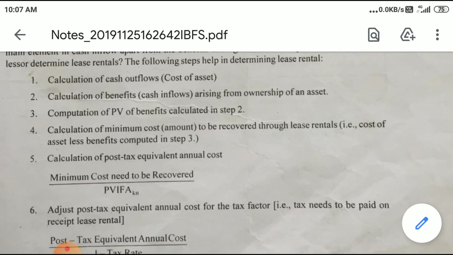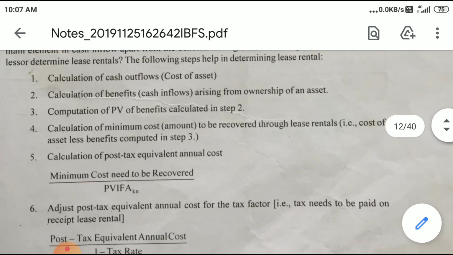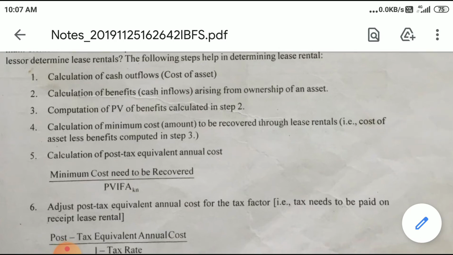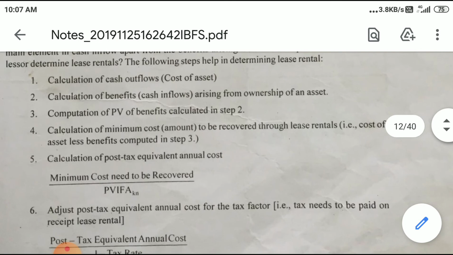After finding out the benefits, the third step is to calculate the present value of the benefits calculated in step number 2. We have to find out the present value of the benefits by multiplying with the discounting factor given in the problem, like 10%, 15%. By taking that discounting factor, we find the present value, and when we total it at the bottom, we get the total present value. This is the third important step to calculate lease rental.